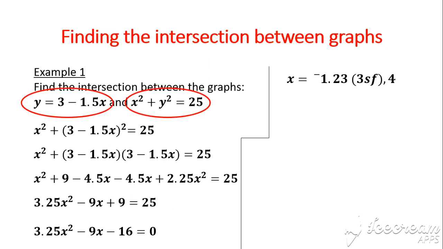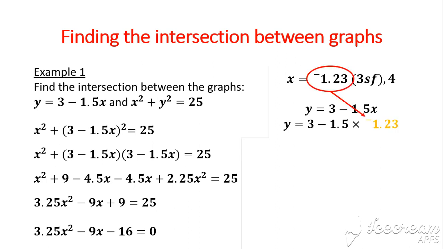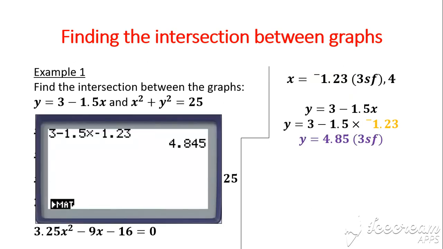All right, well now the next step, if you've watched the last couple of videos, you know what's going to happen now. You're going to find the y coordinate. And to do that, we take one of these equations. I take the straight line graph because it's easier. y is equal to 3 minus 1.5x, and we're going to substitute in the two x values. Our first x value is negative 1.23, so we're going to go 3 minus 1.5 times negative 1.23. I need my calculator to solve that, and I get 4.85. I've again rounded my answer to 3 significant figures. So my x value is negative 1.23, and my y value is 4.85. That's my first intersection point.